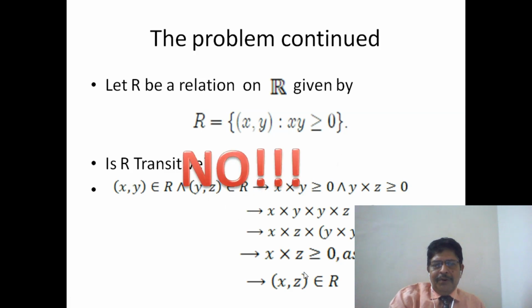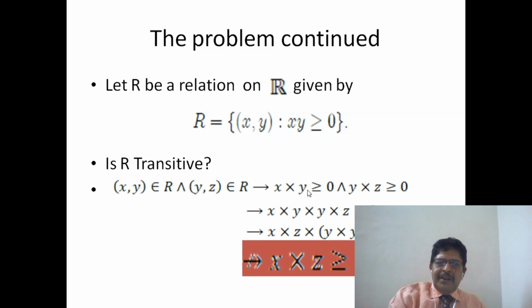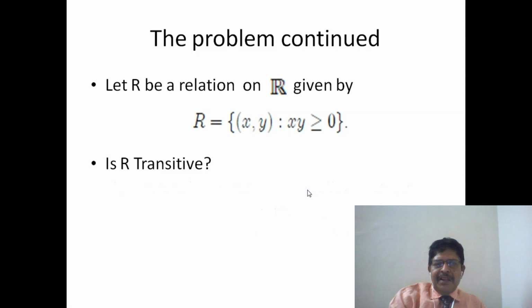So no, a big no, because this does not imply that the product of x and z is non-negative. First of all, y square we do not know, y could be 0 also. Okay, so we just can't divide both sides by y square and conclude that x is related to z. So we just can't conclude that x is also related to z.